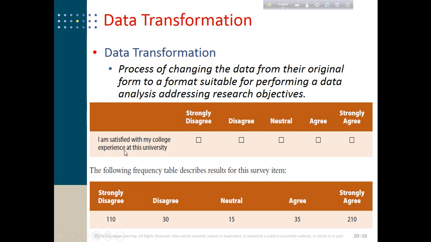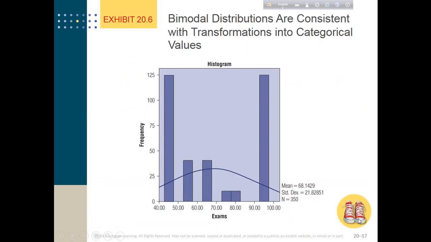I am satisfied with my college experience. So there are 5 alternative answers: strongly disagree, disagree, neutral, agree, and strongly agree. So 110 respondents provided strongly disagree, and 210 respondents provided a strongly agree answer. 30 disagree, 35 agree, and 15 neutral. So of these 5 alternative answers, you can see that these 2 answers, strongly disagree and strongly agree, are the most common.